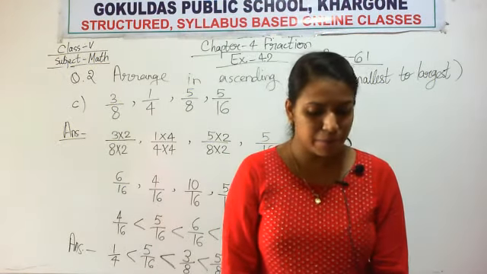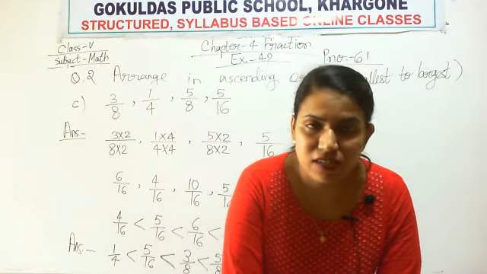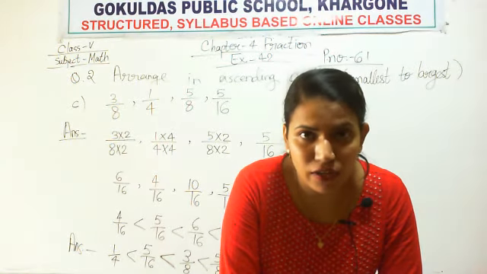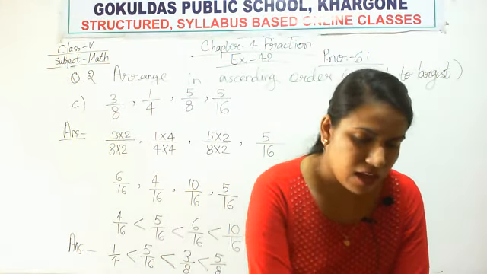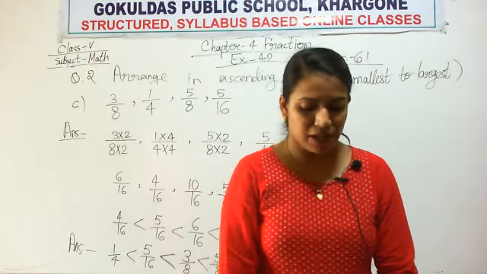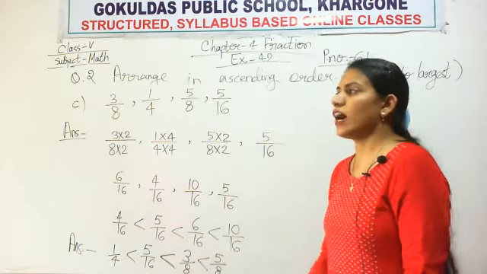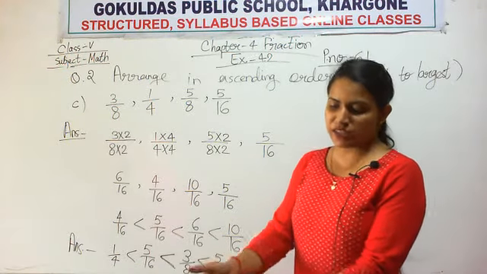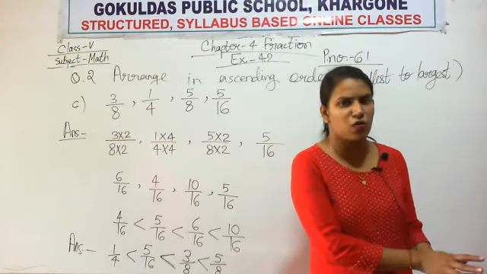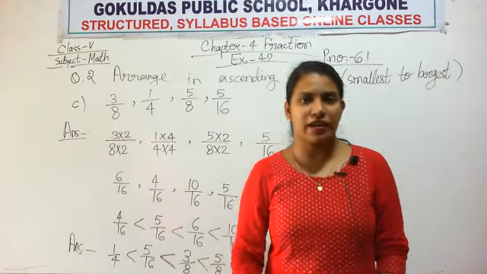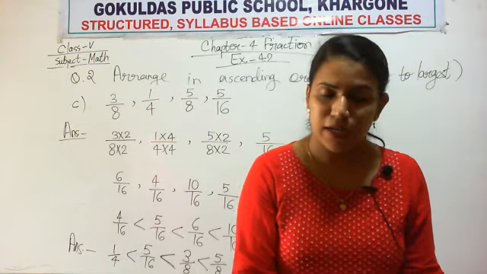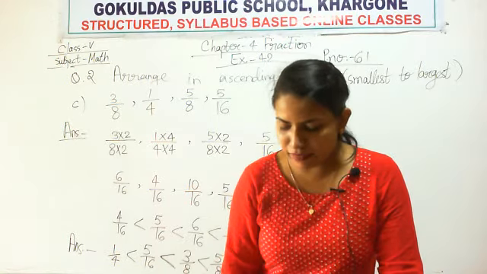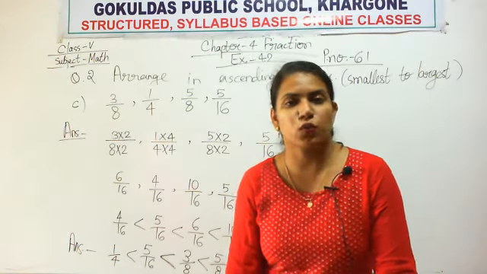In question number 3, arrange the fractions in descending order. So question number 3 is your homework. Remember, again you will compare here, but you will arrange those numbers in descending order. Means you will put the largest number first, then a smaller, then a smaller, then the smallest at the last. This is how you will arrange. So question number 3 and the remaining questions of question 2 are your homework.